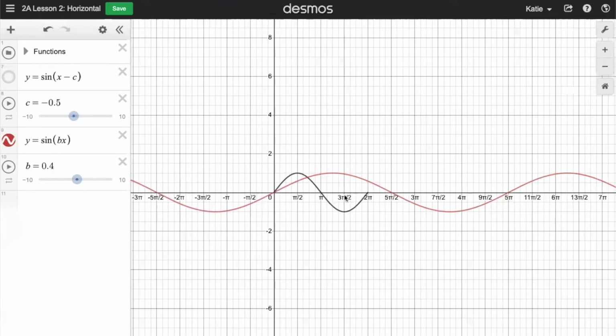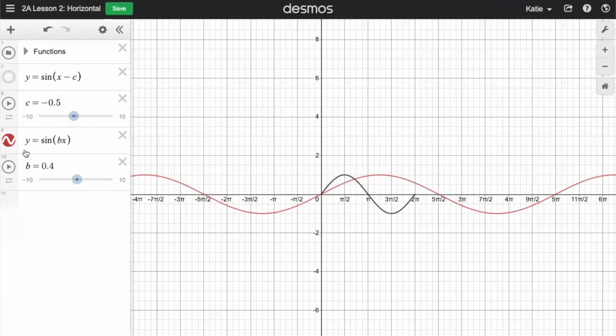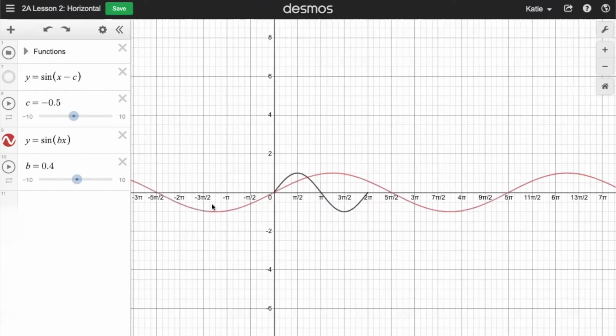than it would by multiplying it by a 1. So that fraction makes our period longer. We can see in this case, the period is 5 pi instead of 2 pi. So again, the horizontal movement is controlled by numbers being added, subtracted, or multiplied by our x. And we can see that our vertical values are not changing at all.